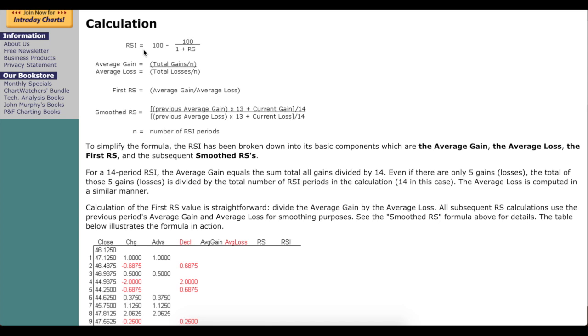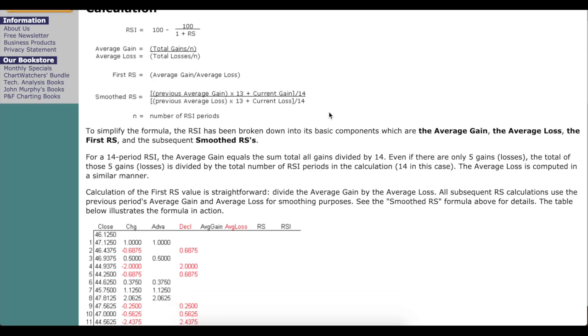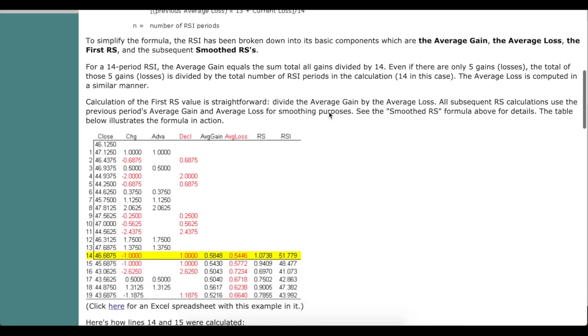It shows you how much price grew compared to how much price dropped during a certain period of time, let's say 14 periods as a default. So then you have this ratio of average gain and average loss. You can use a smoothing function, and it may again sound a little bit complicated, but let's just look at the example.